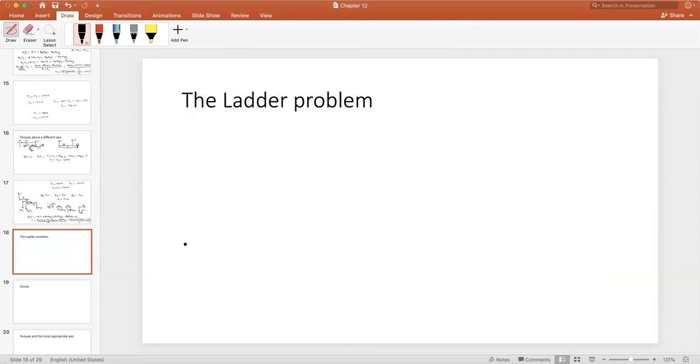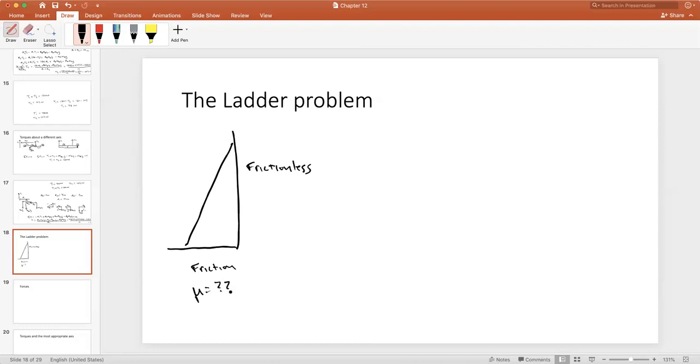So in this problem, we have a ladder leaning on a frictionless wall. The ground actually has friction, but this wall is frictionless. The ground has some friction with some unknown coefficient of static friction. And this is at a 70-degree angle. There is a firefighter standing on here. He is at a third of the length up. The center of mass of the ladder itself is halfway up.